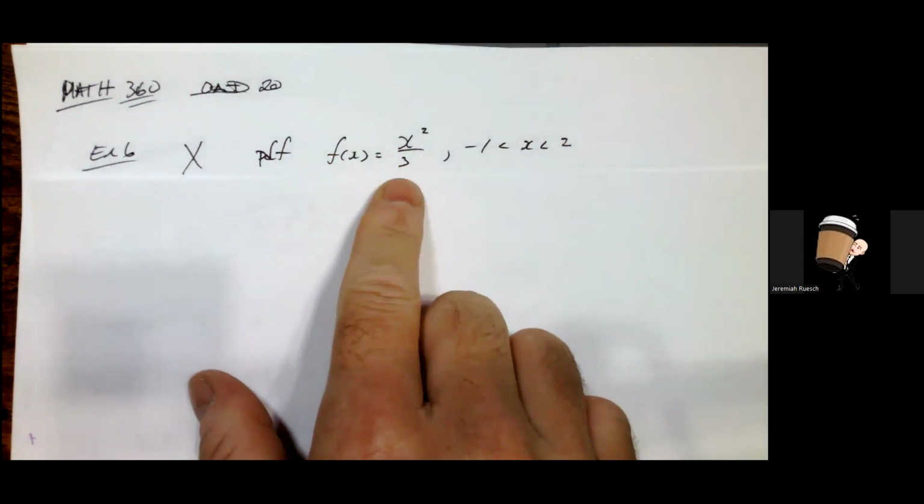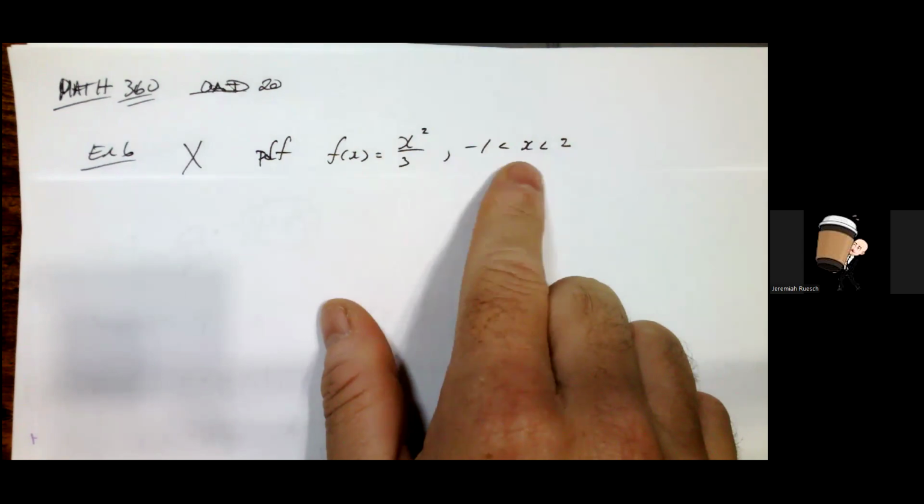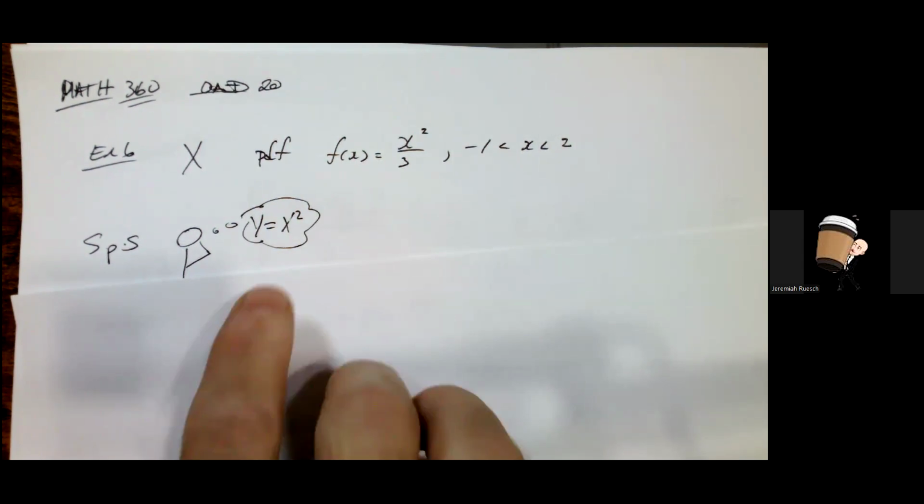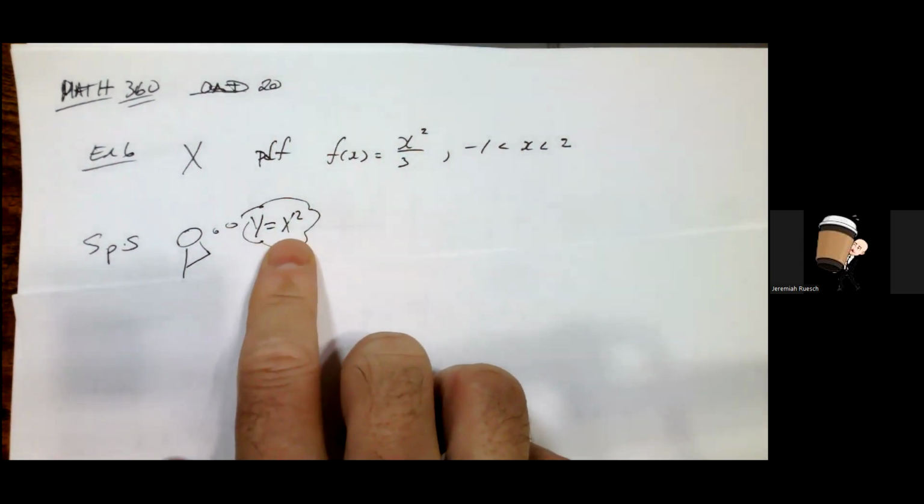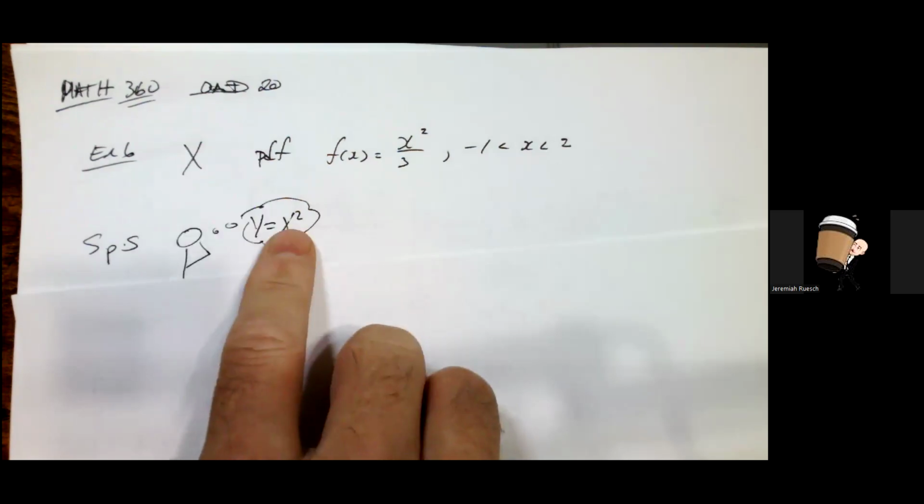This is example 6. In this example, we're going to look at a random variable that is continuous with the PDF f of x equal to x squared over 3 on the support of -1 to 2. As we consider this particular random variable and distribution, we want to know what the distribution would be of a random variable Y, which is equal to our random variable X squared. What would the PDF of that variable be?